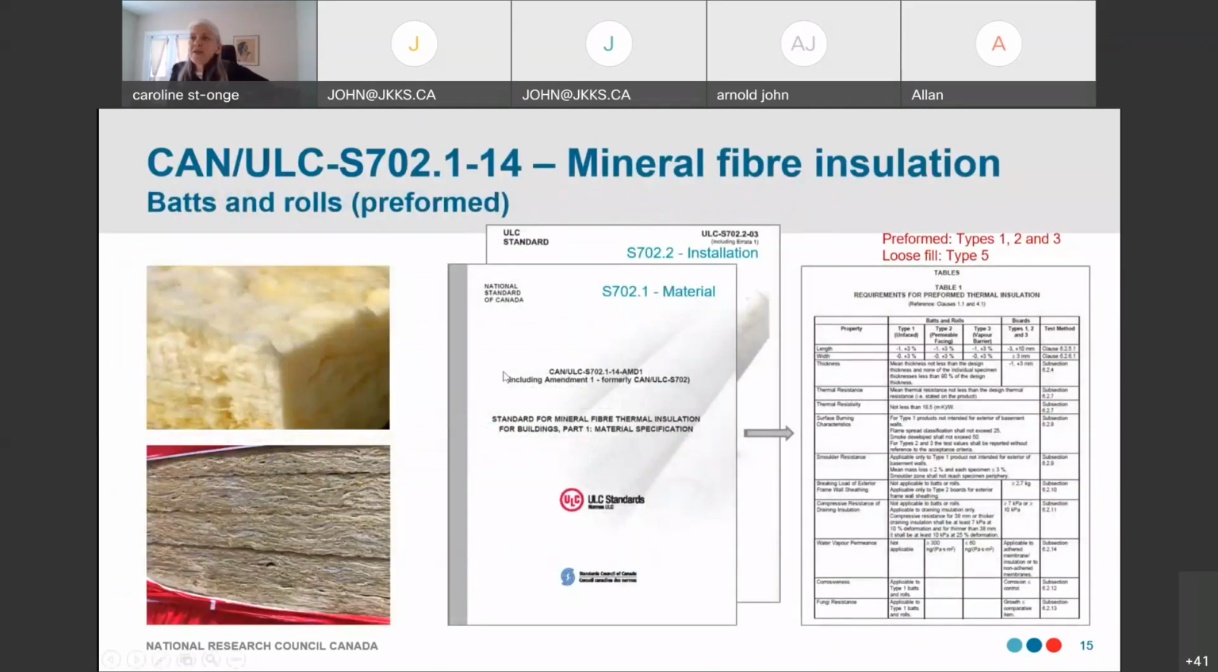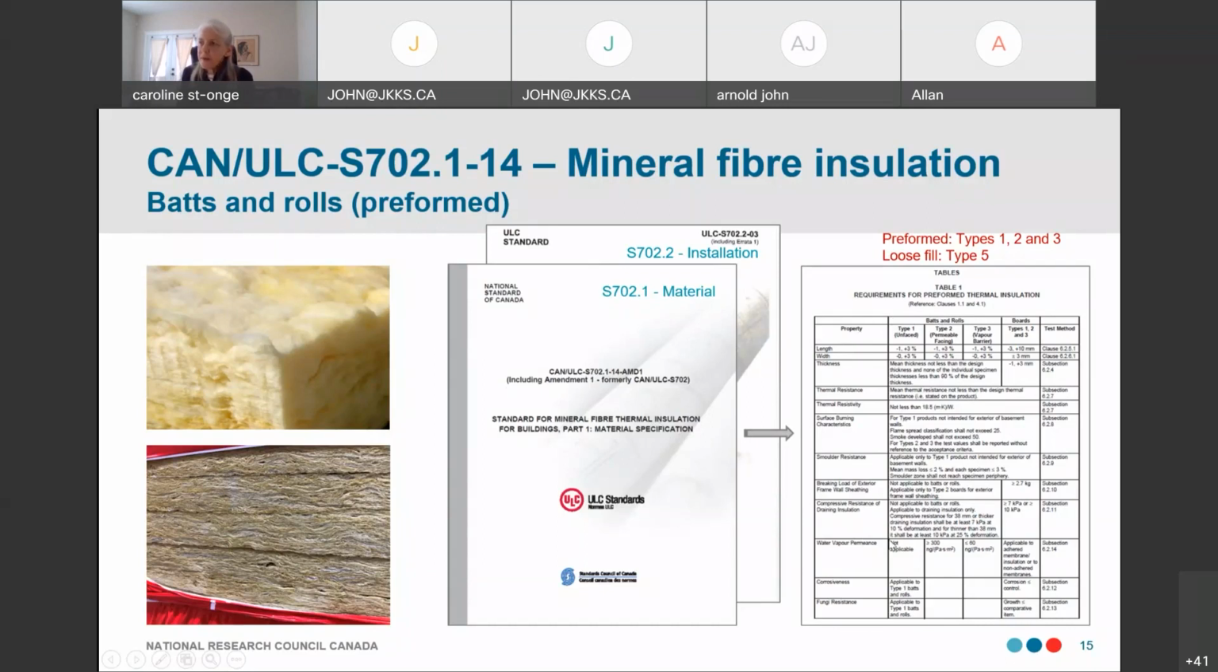Next, insulation standard S702.1. This one is for mineral fiber insulation. Mineral fiber insulation is typically made from mineral fiber, glass fiber, or rock fiber, and it comes in the form of batts, rolls, boards, and as well loose fill. The insulation material standard, here the cover page, includes requirements for testing multiple properties again.